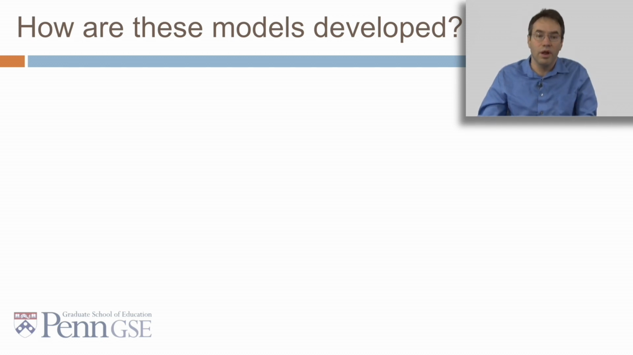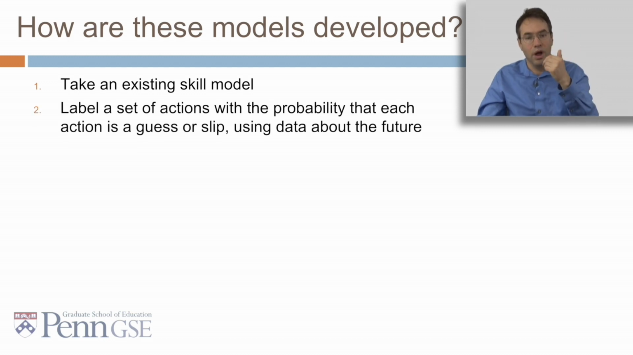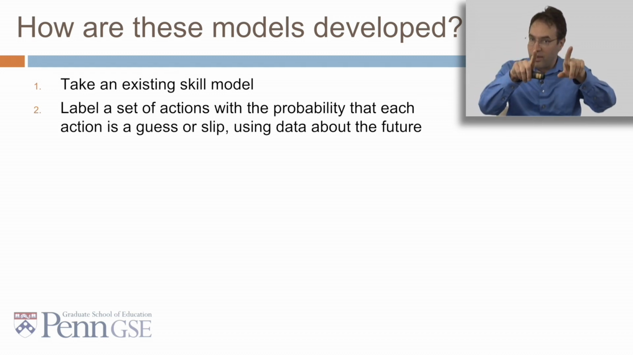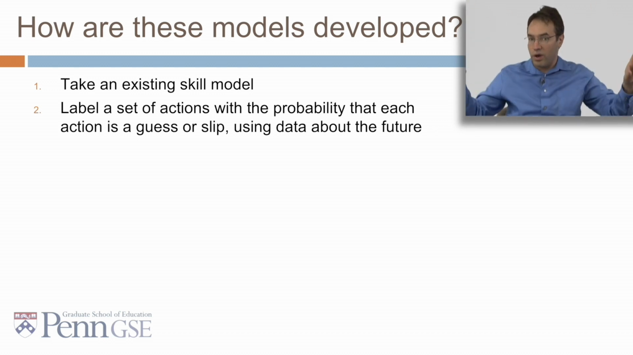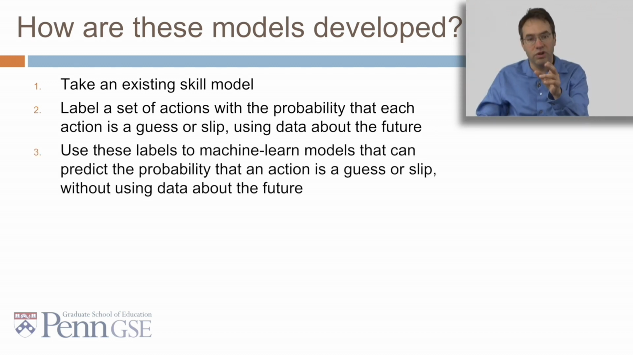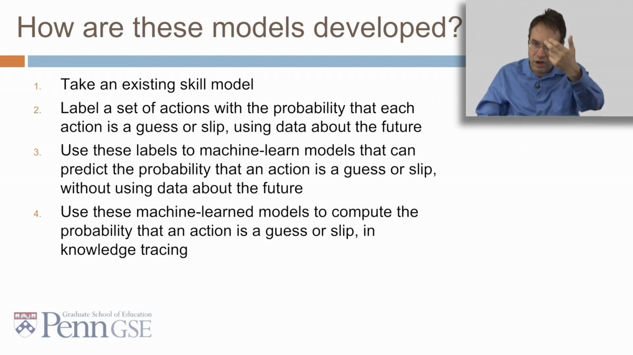So how are these models developed? We take an existing skill model, we label a set of actions with the probability that each action is a guess or a slip using data about the future. We're going to use the data about the future, but we're not actually going to use it in the running model. We're just going to use it to build the model. We use these labels to machine learn models that can predict the probability that an action is a guess or slip without using data about the future. And then we use these machine learned models to compute the probability that an action is a guess or slip in real-time knowledge tracing. So again, we're using the future to build the models, but we're not using the future to actually run the models.